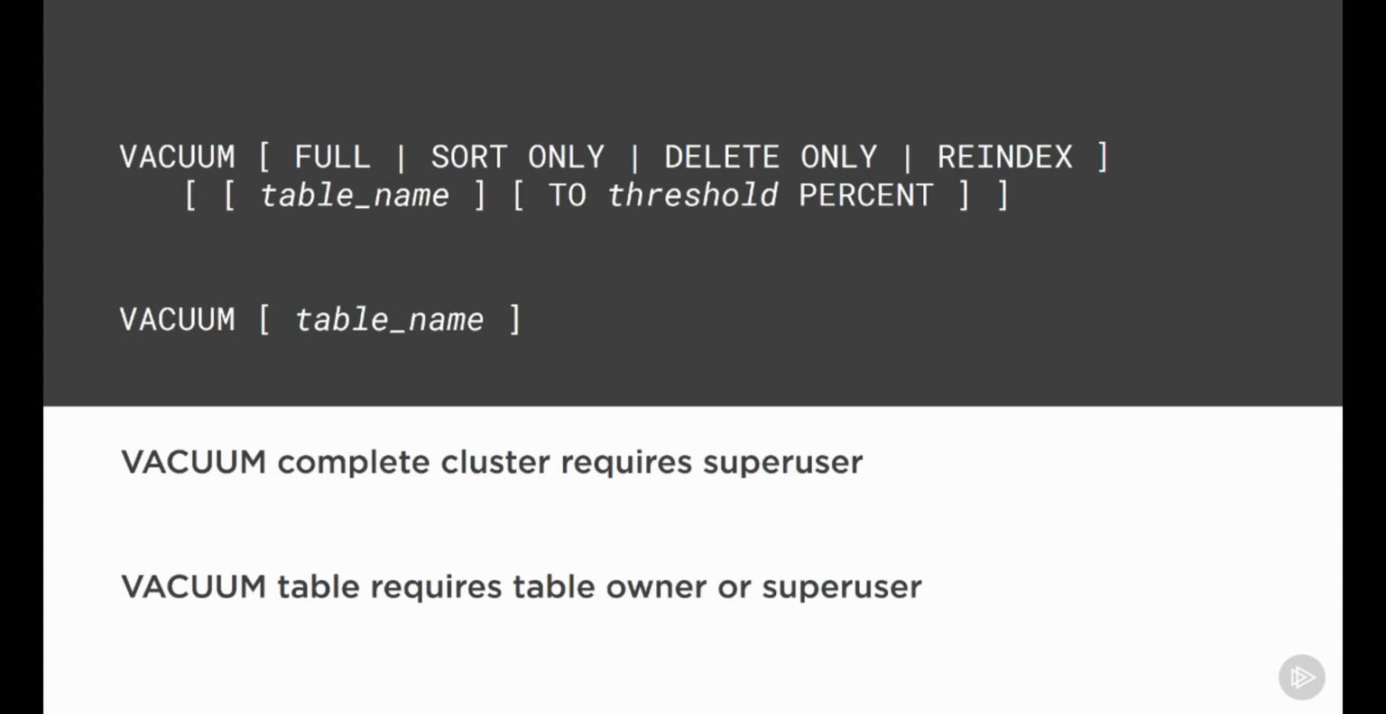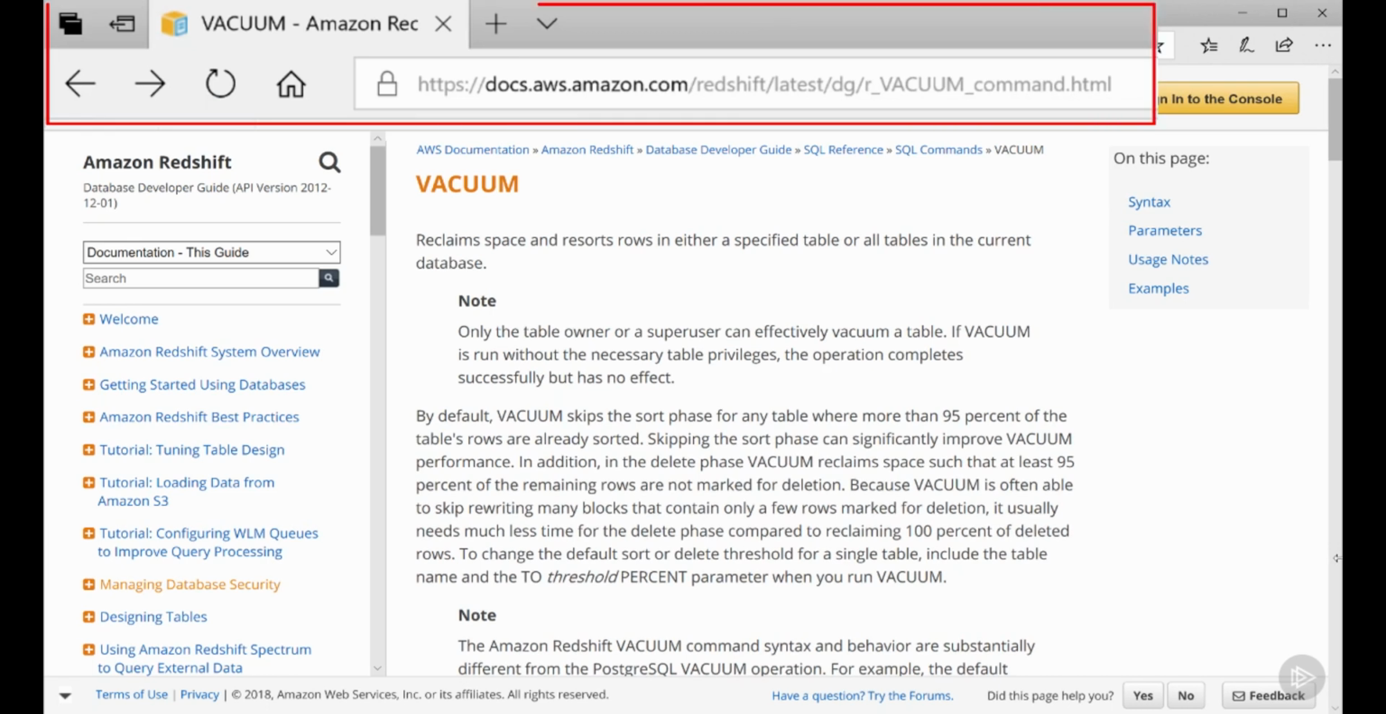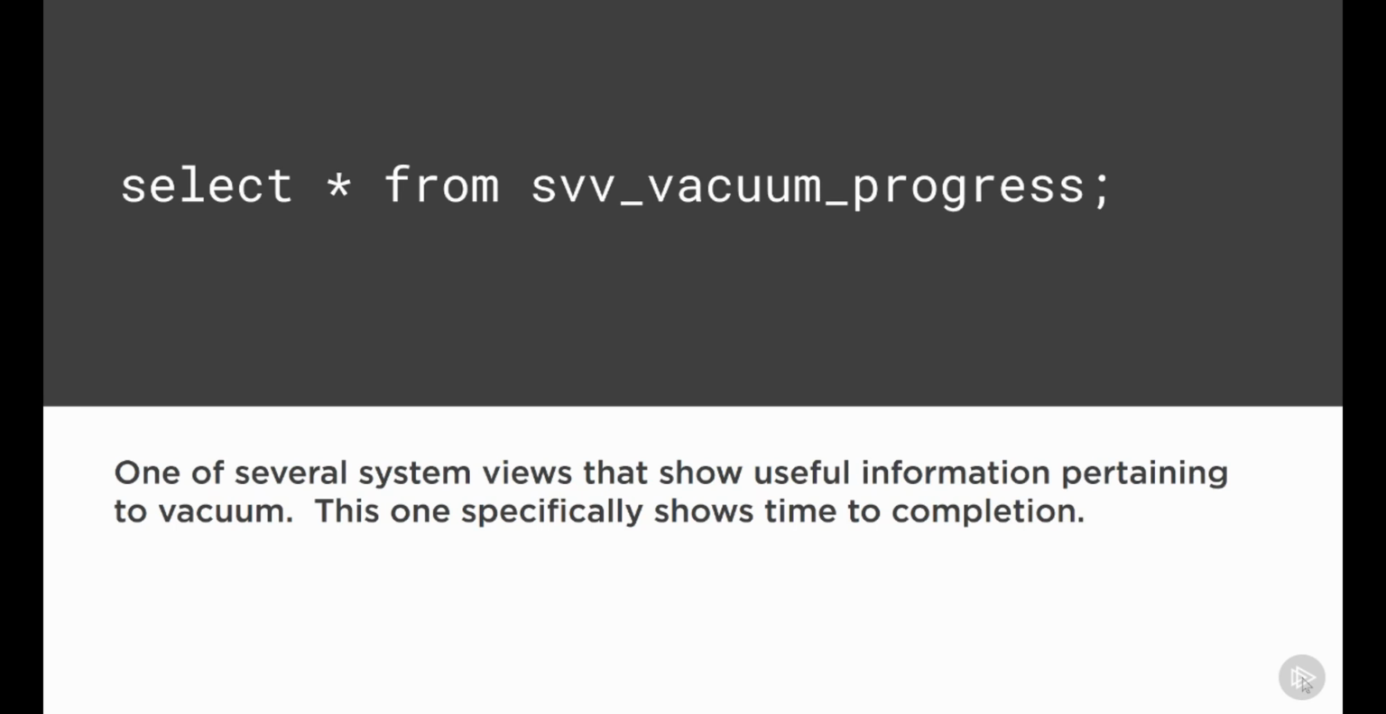Now, for detailed information, including the thresholds, the physical operations that occur, and guidance on determining how often a vacuum should be performed, go ahead and look up vacuum in the online Redshift documentation. It has a lot of useful tips and information in there. Now, one of the useful things that you'll find in the documentation is a reference to another system view that will give you insight into the progress of running vacuum commands, including things like time to complete, progress, and other very useful information.